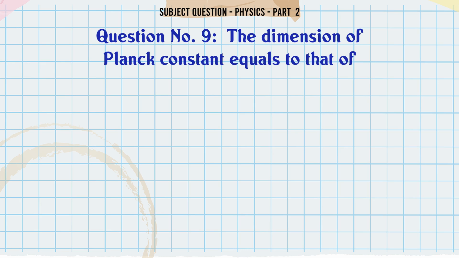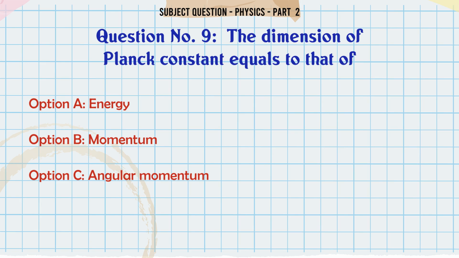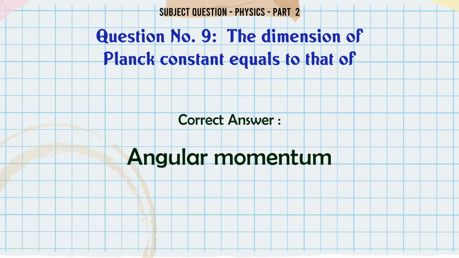The dimension of Planck constant equals to that of: A. energy, B. momentum, C. angular momentum, D. power. The correct answer is angular momentum.